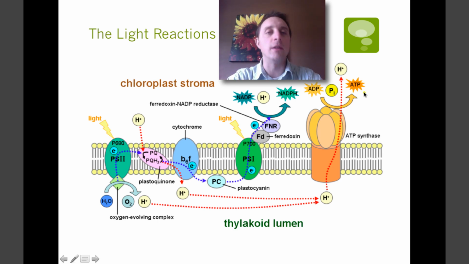So those are the light reactions. And when we get to the dark reactions, the Calvin cycle, we will see these two molecules again, ATP and NADPH. So I hope that helps.